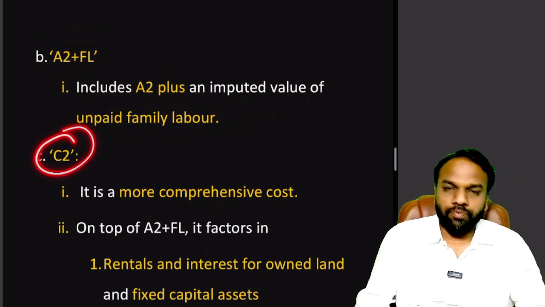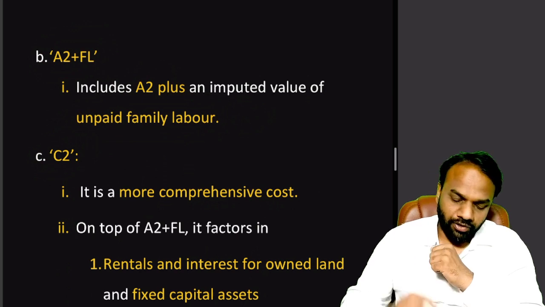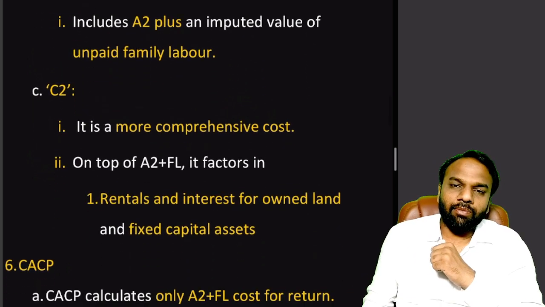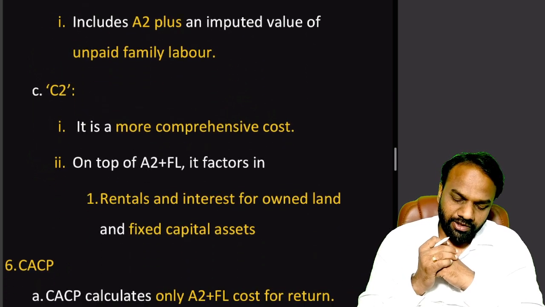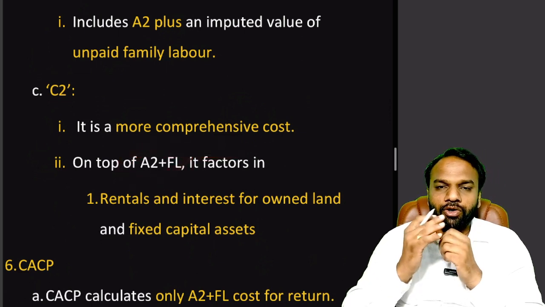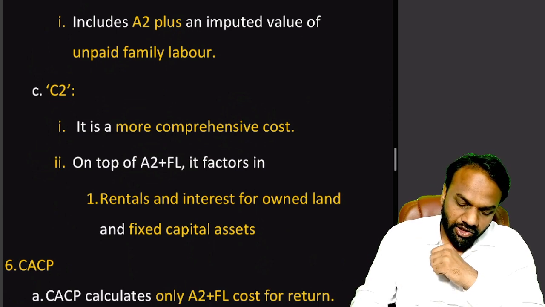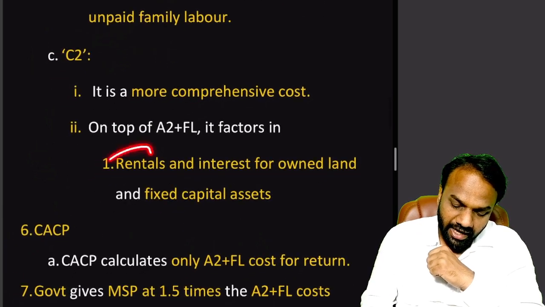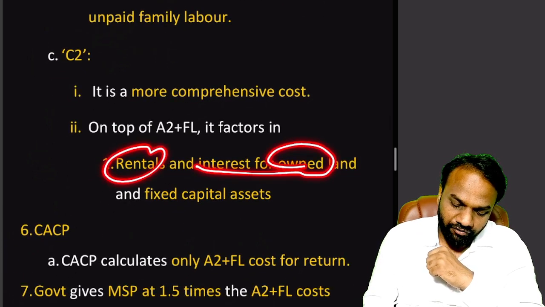Next, C2. There is another way of calculating the input cost, that is C2. It's a more comprehensive cost. So already we have discussed A2 plus FL, but on top of A2 plus FL cost, it also includes rentals and interest for owned land and fixed capital assets.